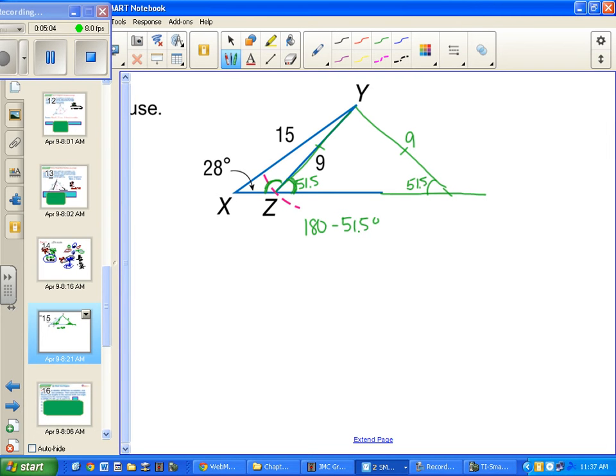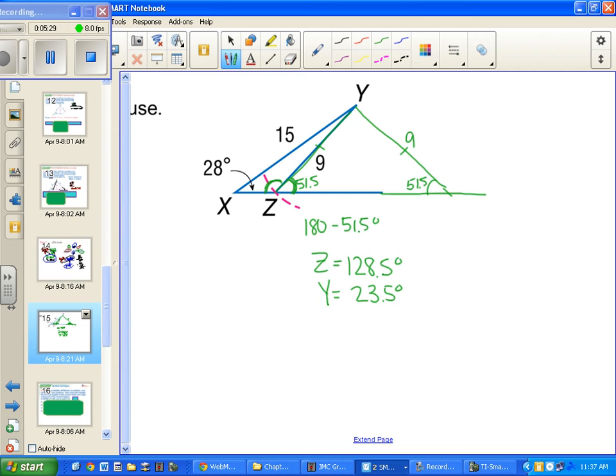So angle Z is actually easier to find now. You just take 180 minus 51.5, and angle Z is 128.5 degrees. Well, Y is pretty easy to find then also. 128.5 plus 28, and subtract that from 180. And so you get 23.5 degrees.